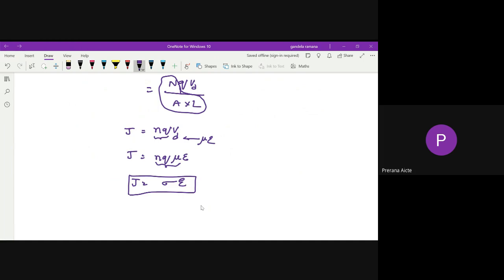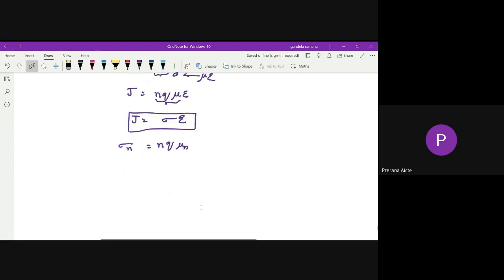So for N type, it is N into Q into mu n, the mobility of electrons. In the same way, for P type, it is P into Q into mu p, the mobility of holes.